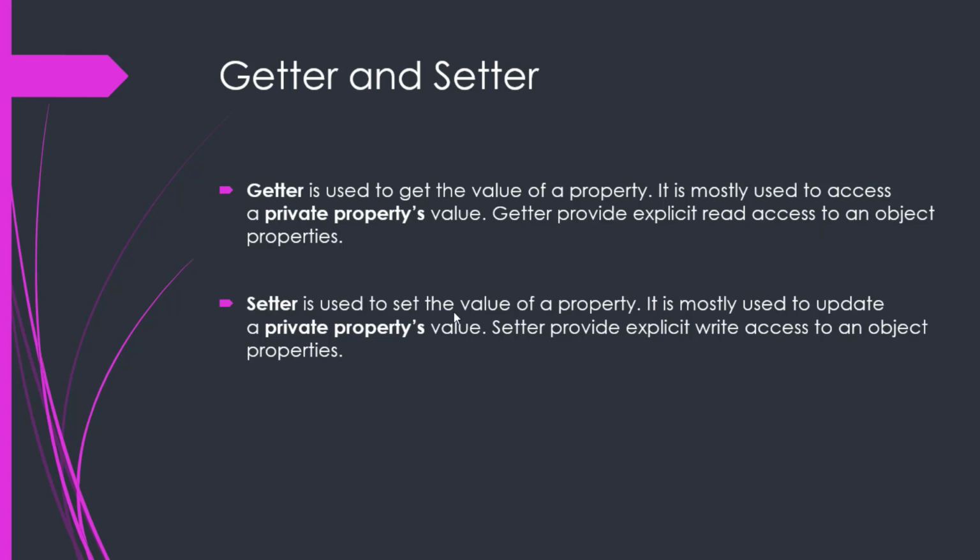And setter is used to set the value of a property. It is mostly used to update a private property's value. Setter provides explicit write access to an object's properties. Now basically getter and setter are used to get and set private properties of a class. Let me open VS Code and show you practically.